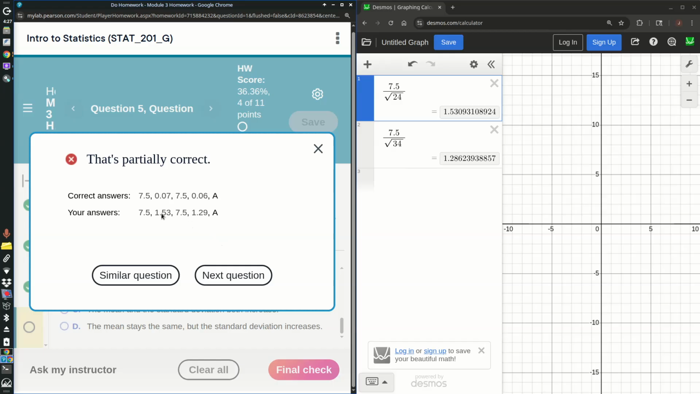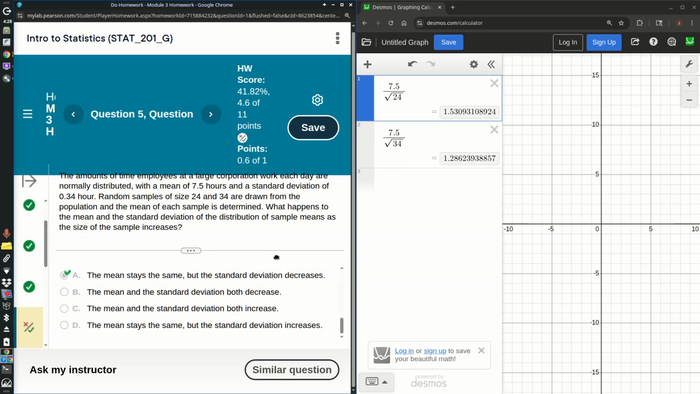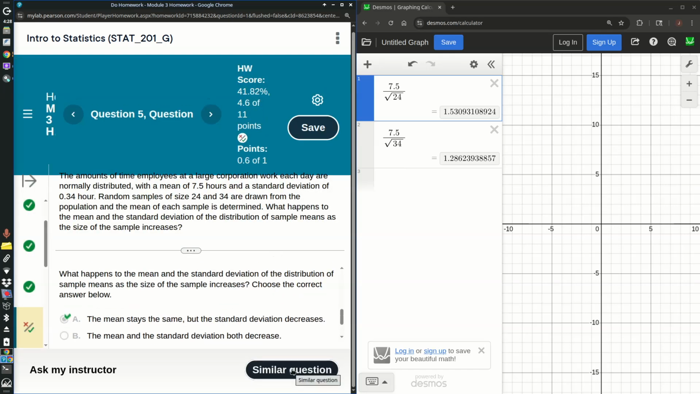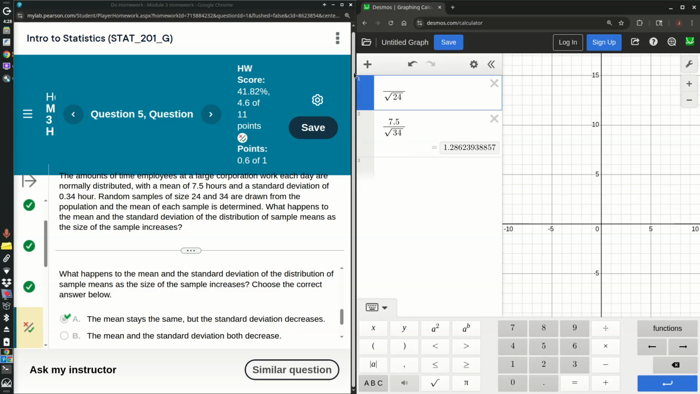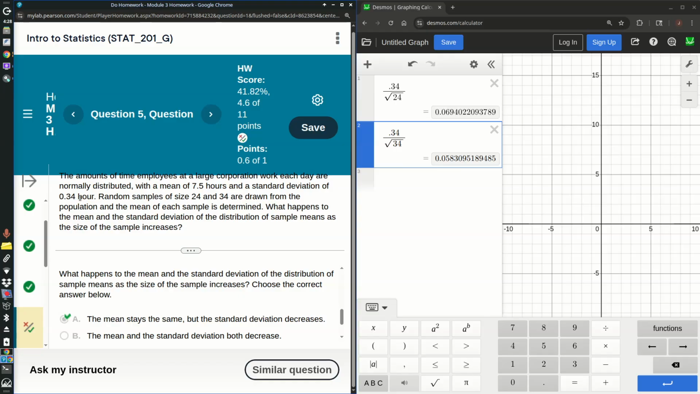What in the heck? Your answer is 7.5, 1.53. Is it? Okay, so... Oh, I put the mean, not the point. You should have been 0.34 on top. Ah, darn it. I made a silly mistake. I put the mean on top and then divided by the square root of the sample size. It's clearly the standard deviation divided by that.